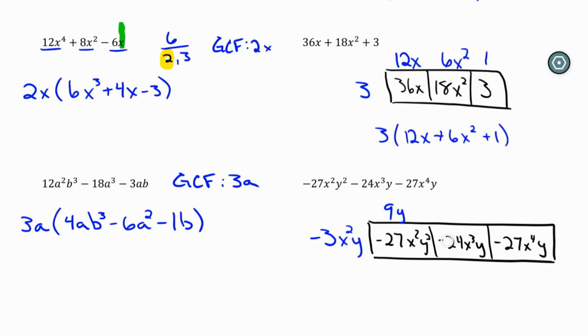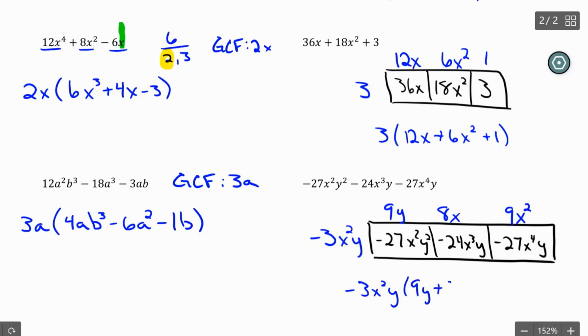Next one, negative 24 divided by negative 3 is 8. I need 3 x's. I've already got 2, so I just need one more. I've got one y. I already have a y, so I don't need one up top. Last one, negative 27 divided by negative 3 gives me 9. I've got 4 x's. I've already got 2, so I need 2 more. And I need one y. I've already got it, so we're all good. So final answer, negative 3x squared y times 9y plus 8x plus 9x squared.